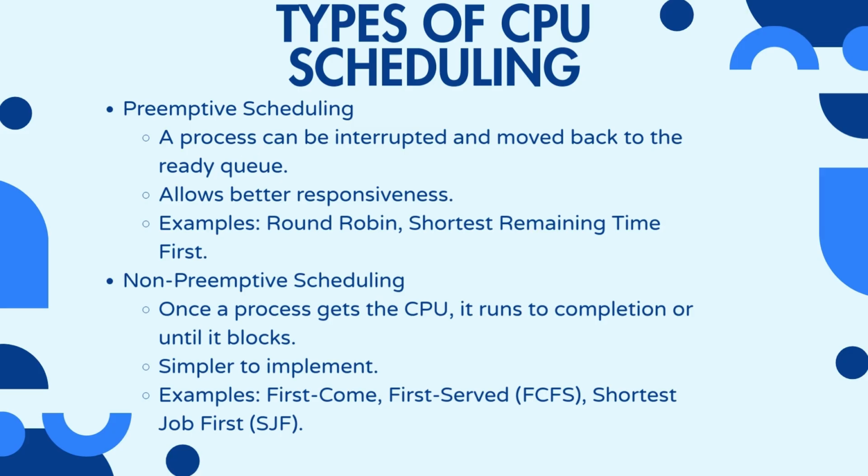On the other hand, non preemptive scheduling allows a process to run until it either completes or blocks for input output without interruption. It's simpler to implement but may cause longer waiting times for other processes. For example, first come first served and shortest job first are some examples of non preemptive algorithms.